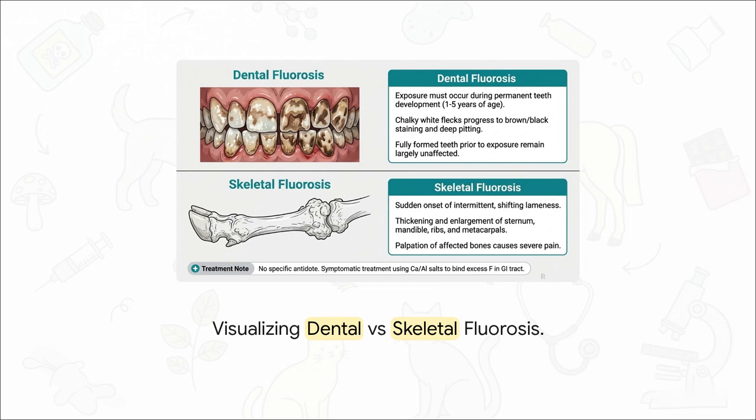Skeletal fluorosis, on the other hand, presents as a sudden onset of intermittent shifting lameness. You'll actually feel thickening and enlargement. Those are called exostoses on the sternum, mandible, ribs, and metacarpals. And palpating these bones causes the animal severe pain. Just a quick treatment note here, there's no specific antidote, but you can provide symptomatic treatment using calcium or aluminum salts to bind the excess fluoride right in the GI tract.